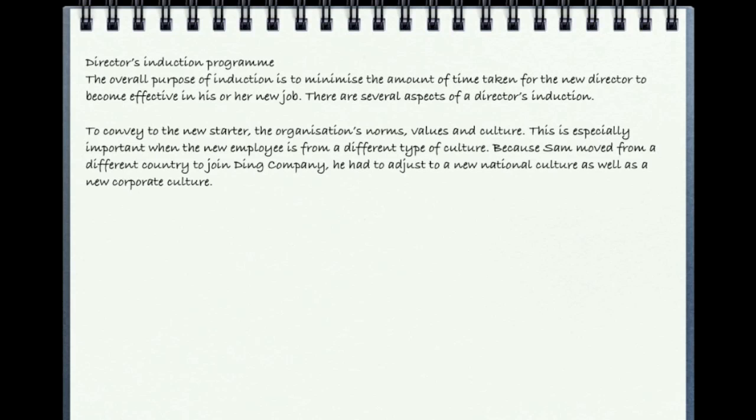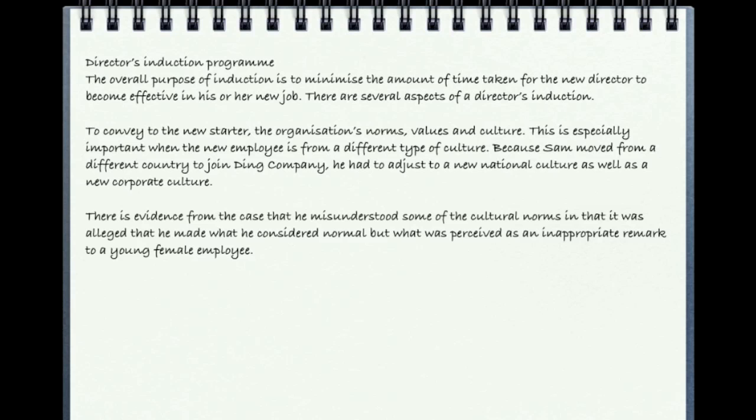Looking at this scenario, it's especially important when the new employee is from a different type of culture. Because Sam moved from a different culture to join this company, he's had to adjust to a new national culture as well as a new corporate culture, and we can see that he may have some misunderstandings from the detail in the scenario. He's misunderstood some of the cultural norms, because it's been alleged that he made what he considered a normal, but what was perceived as an inappropriate remark to a young female employee. This perhaps could have been avoided by an induction process to help him understand how the company operated and what the cultural norms were within that company.